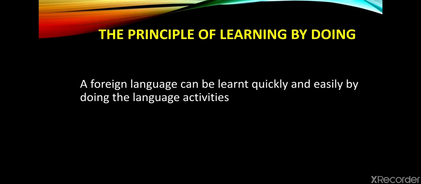A foreign language can be learned quickly and easily by doing the language activities. Learning by doing is known as the activity principle. Various aspects of language learning, such as words, phrases, sentences, idioms, grammar, and the basic skills of listening, speaking, reading and writing, need actual doing. A child, to speak a word, must roll it on his tongue, sort of feel it before uttering it. This is essentially an activity process.